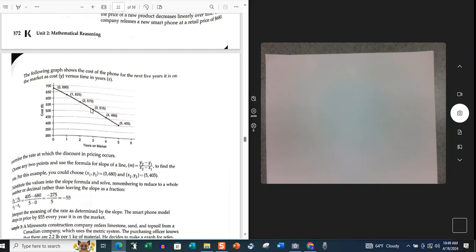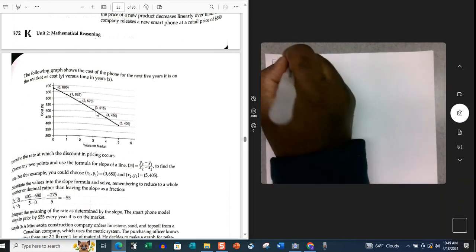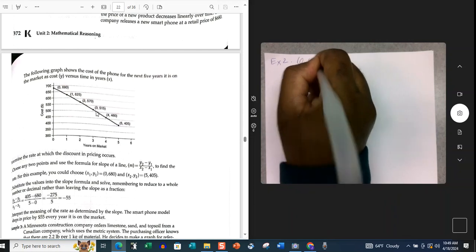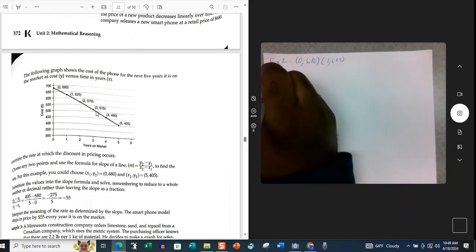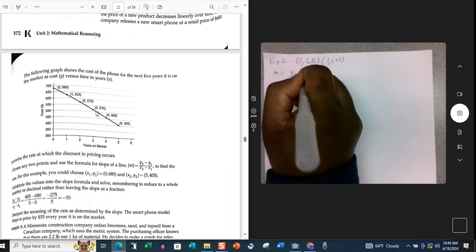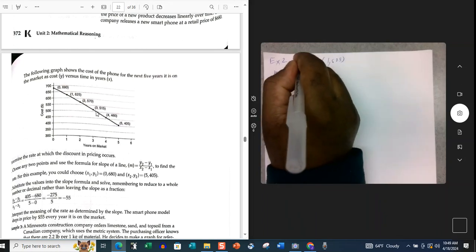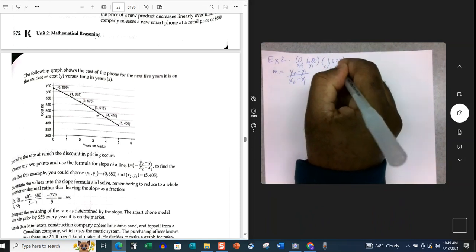Now, what we could do here is take two ordered pairs and find the slope. So let's do that. And I'm going to write this down as example 2. I'm going to take those first 2 points, that's 0, 680, and also the 1, 625. And we know our slope formula is y sub 2 minus y sub 1 over x sub 2 minus x sub 1. And we know here that this ordered pair would be x sub 1, y sub 1. This would be x sub 2, y sub 2.